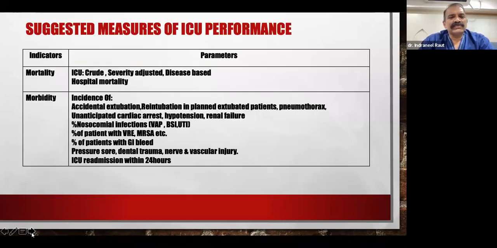So these are a lot of clinical suggestions. I think this is coming from the ISCCM. There was one Spanish society which gave about 40 to 50 parameters when it was more clinical, for example whether your acute MI was thrombolysed within the window period, whether a stroke was thrombolysed within the window period. Each clinical aspect or process was studied. This is suggested by the ISCCM: mortality would be crude, severity-adjusted, or disease-based. So three different types of mortality.